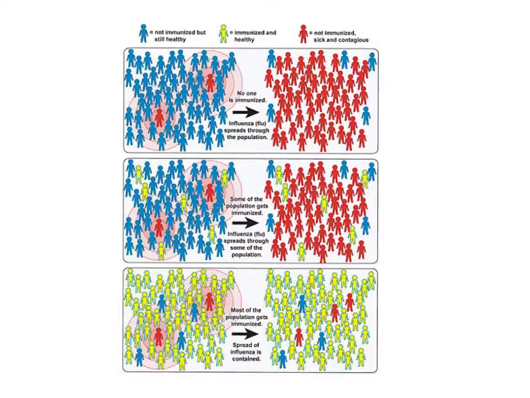Okay, if you've only got some people immunized, these yellow ones here, what happens is that the same happens, that very rapidly we will find that the majority of the population will get the disease, obviously apart from those ones that happen to have been immunized.